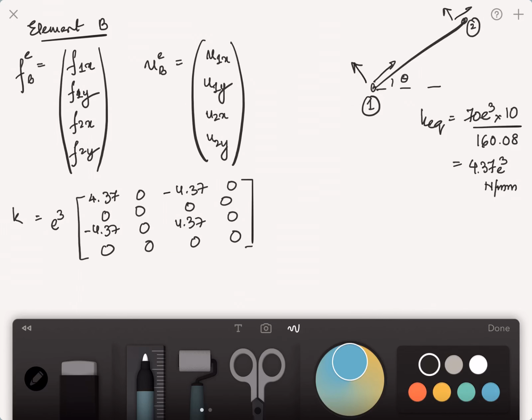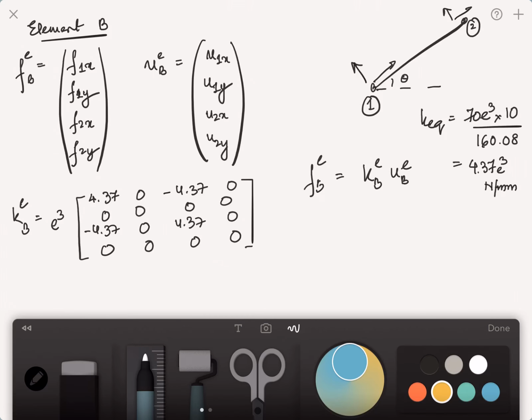So we can write here, this is for the local one. Let me just write it like this. So you have F_B^e is equal to K_B^e U_B^e. Now let's also put some boundary conditions before I move on to the transformation matrix.